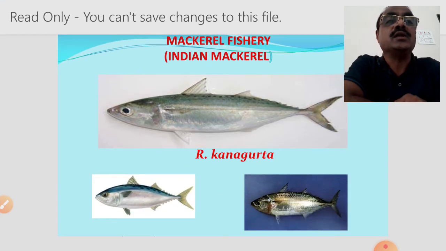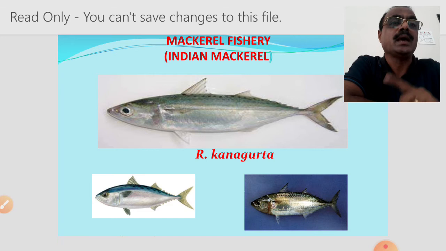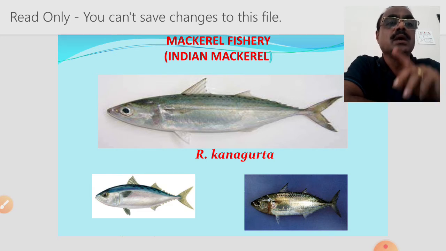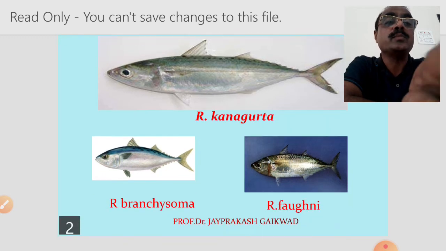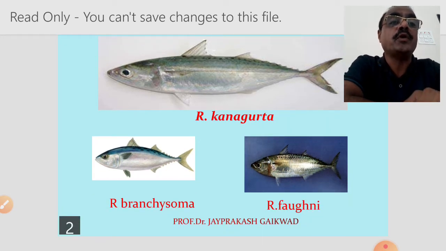Mackerel fishery is also called Indian mackerel, or gill-raked mackerel. The Indian mackerel fishery is represented by a single genus, called Rastrelliger, and it has three species. One is Rastrelliger kanagurta, second is Rastrelliger brachysoma, and third is Rastrelliger faughni.